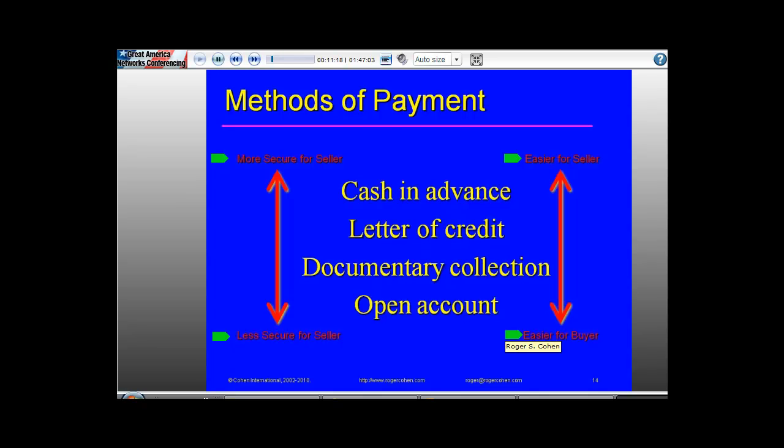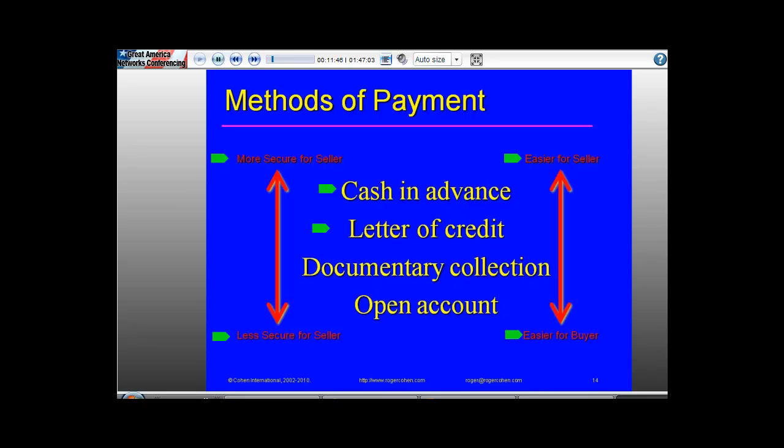So, for example, the first line, cash in advance, the seller is quite secure. They won't even manufacture the goods or make them available until they're paid in advance. It's easier for them, but it's more difficult for the buyer. Next, we move ahead to letter of credit, which is a typical way that international trade has been done for hundreds of years.